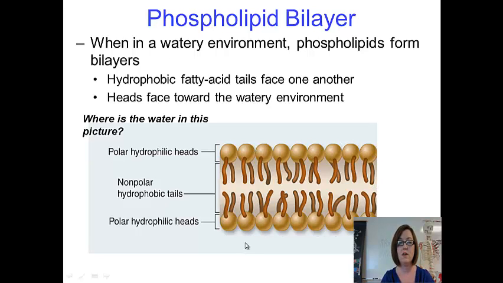So there's a question on this slide. It says, where is the water in this picture? I didn't write the word water, I didn't draw water, but water's assumed here. See if you can figure out where exactly is the water. Is it going to be here? Is it going to be here? Is it going to be here? Hopefully you guessed that there isn't going to be very much water at all in here. This is very hydrophobic. Water does not like that. Right? The water will be found here facing the hydrophilic heads and over here facing the hydrophilic heads.